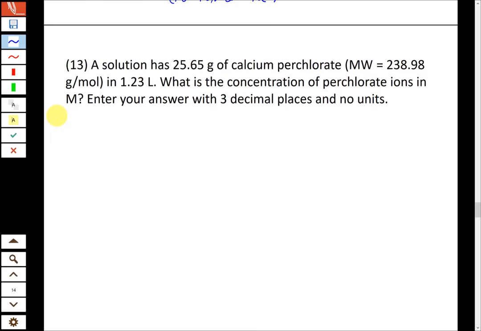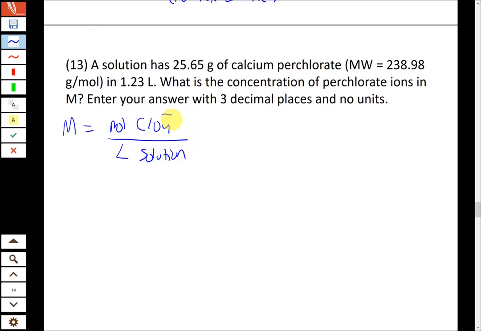So now we're going to deal with the concept of molarity in a couple of different problems. Here we have a solution with 25.65 grams of calcium perchlorate, molar mass is given, dissolved in a solution of 1.23 liters. What is the concentration of perchlorate ions in capital M, which is molarity? What you have to remember is that the definition of molarity is moles per liter. So we're looking for the moles of perchlorate, which is ClO4 minus, would be the formula of that anion, and molarity is per liters of solution.